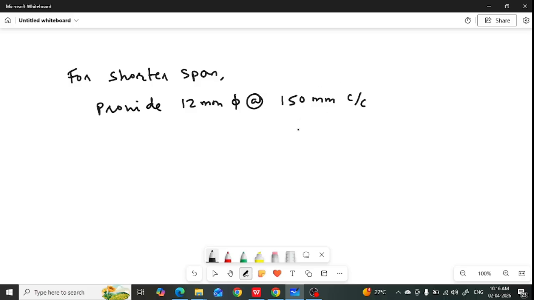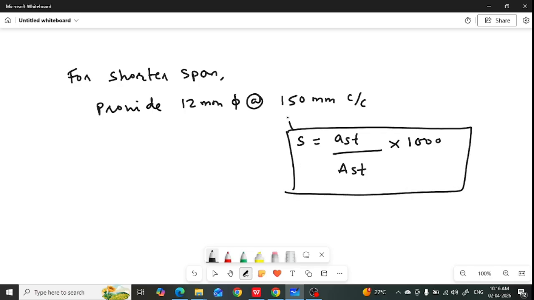And you know how to find this. So spacing equal to area of 1 bar, small ast, divided by AST into 1000, the width of the slab. So by this formula we are getting a spacing equal to 150 mm center to center. Area of 1 bar, what bar are you assuming? 12 mm bar you are providing. So pi by 4 into 12 square divided by AST. Whatever AST you have calculated, you have to substitute here. So by using this formula, the spacing that you are getting is 150 mm center to center.